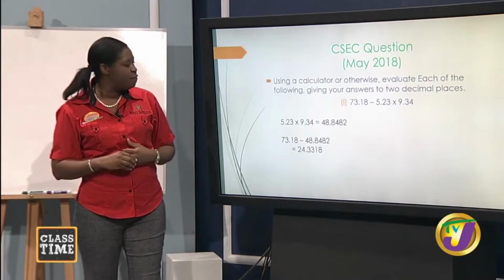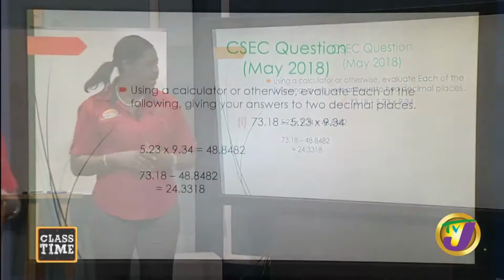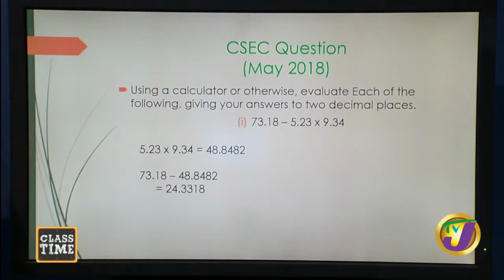So we multiplied first, multiplying 5.23 and 9.34, and we got 48.8482. Now the next operation was subtraction. So now we would subtract 48.8482 from 73.18, giving us 24.3318. No, it didn't stop there.